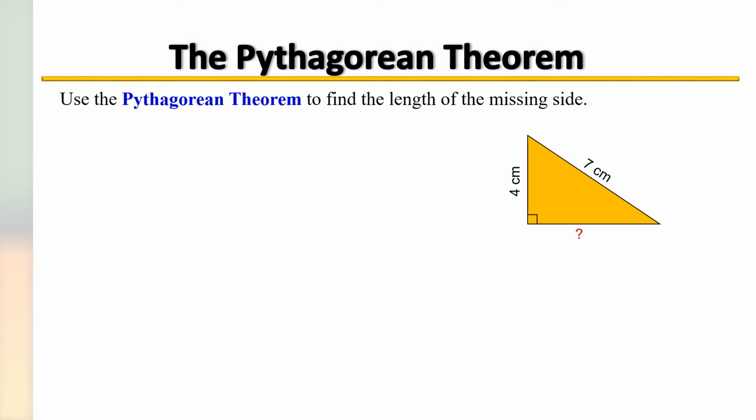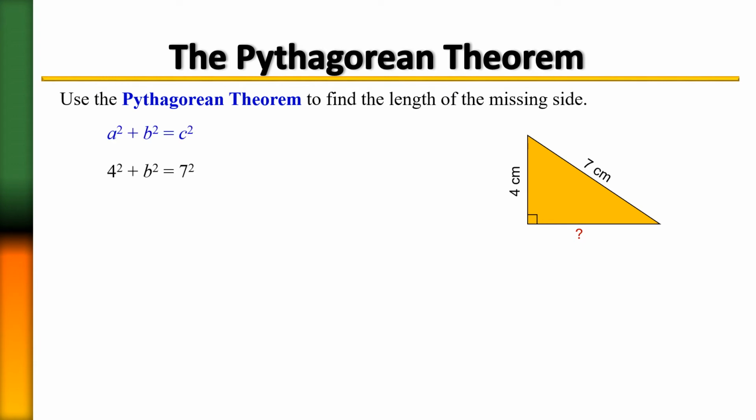In this example, we're going to use the Pythagorean theorem to find the length of the missing side. So on this right triangle, notice that we know A. We know C, but this time we don't know B. We don't know the side there at the bottom. So we're going to plug into the formula the sides that we know so that we can solve for B. So 4 squared, 4 times 4 is 16. 7 squared, 7 times 7 is 49.